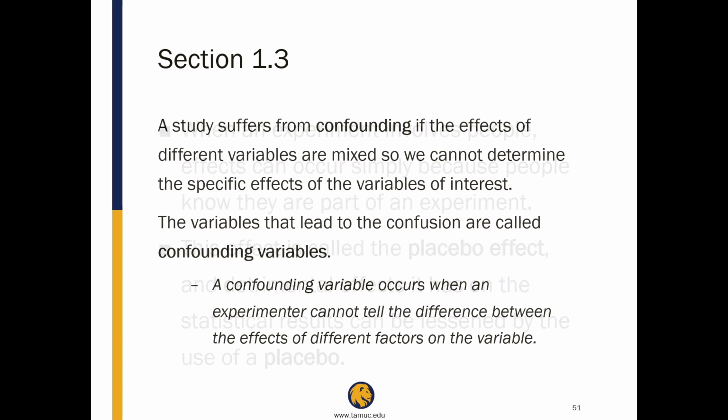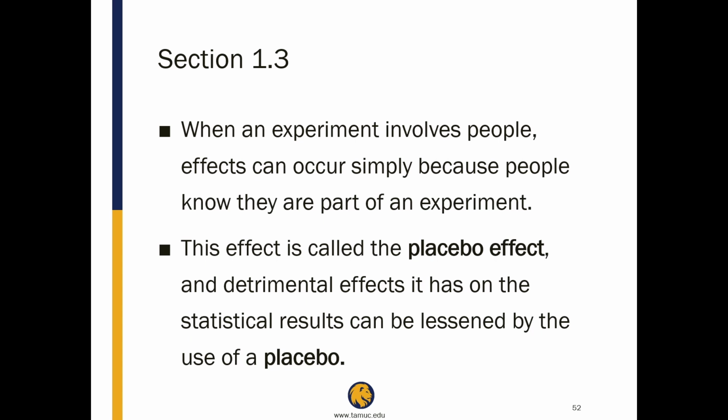We'll look at some examples of where confounding shows up and how to perhaps deal with it in some cases. One commonly referred to type of confounding is one when an experiment involves people. The effects can simply occur because people know they are part of the experiment. So this is sort of a psychological factor. And when this happens, it's called the placebo effect and has detrimental effects on the statistical results. And these effects can be lessened by the use of what we refer to as the placebo. So I mentioned that in that earlier example.